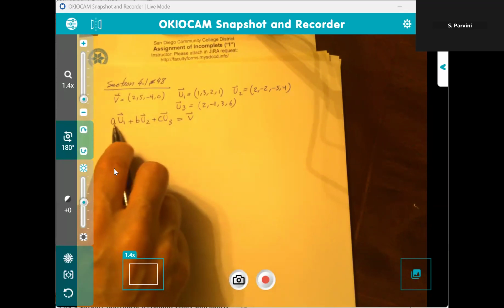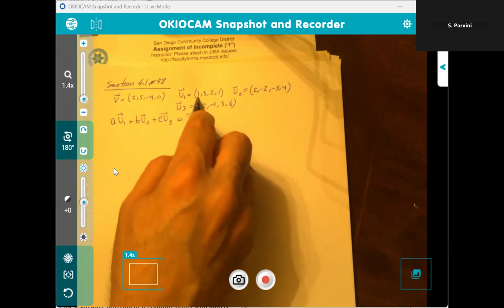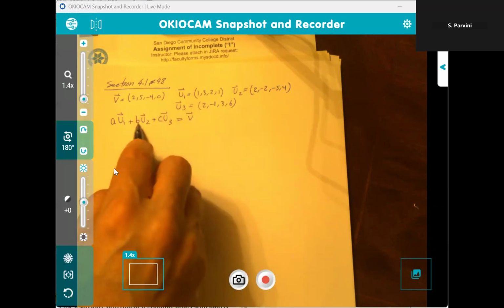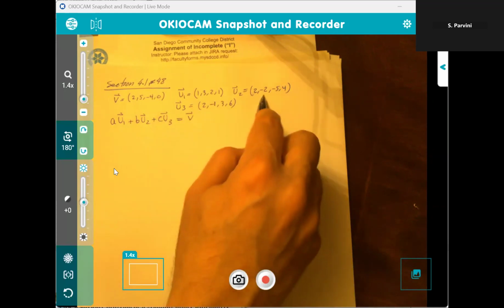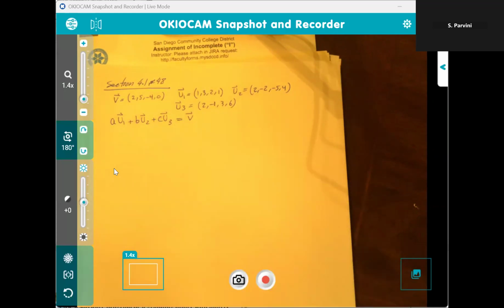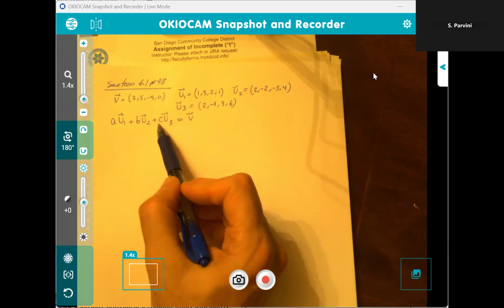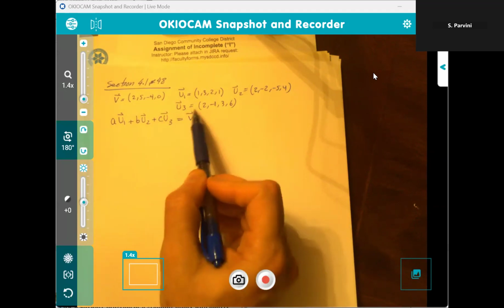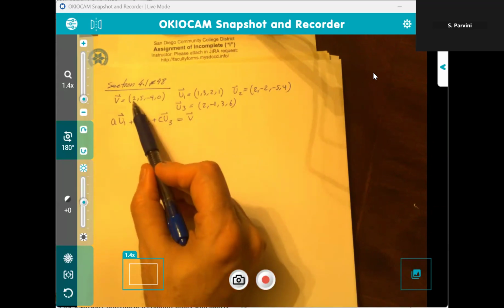The first component is going to be what? It's going to be A times 1. The first component of U2, B times U2, is going to be B times -2. And the component of CU3, the first component, C times 2, 2C. That should equal the first component of vector V, which is 2, right?